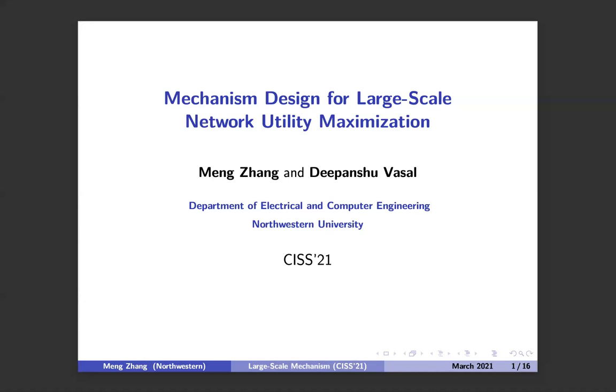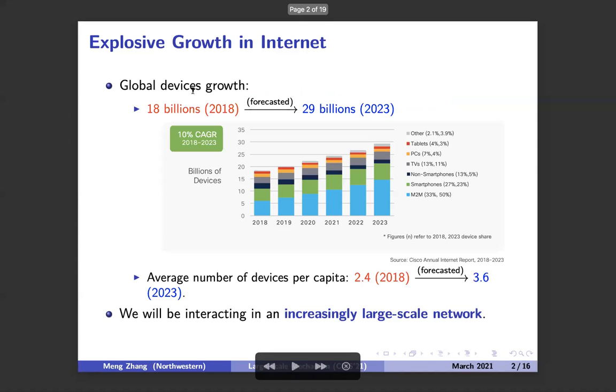I'm a postdoc fellow with the Department of Electrical and Computer Engineering at Northwestern University. Today, I will be presenting our CISS paper entitled Mechanism Design for Large-Scale Network Utility Maximization. This is a joint work with my colleague, Dr. Dipanshu Vassal, who is also a postdoc fellow with the same department.